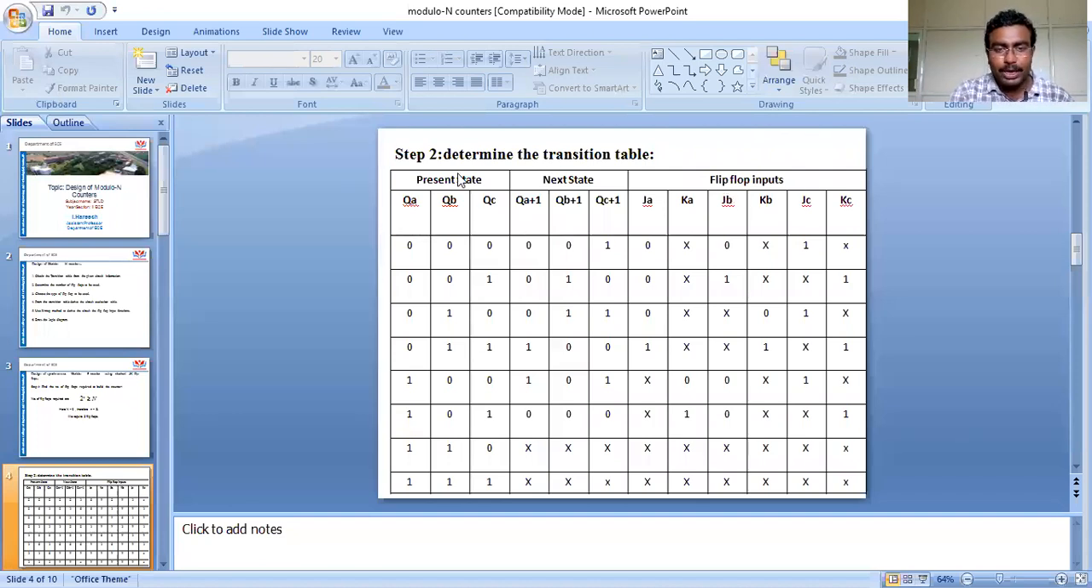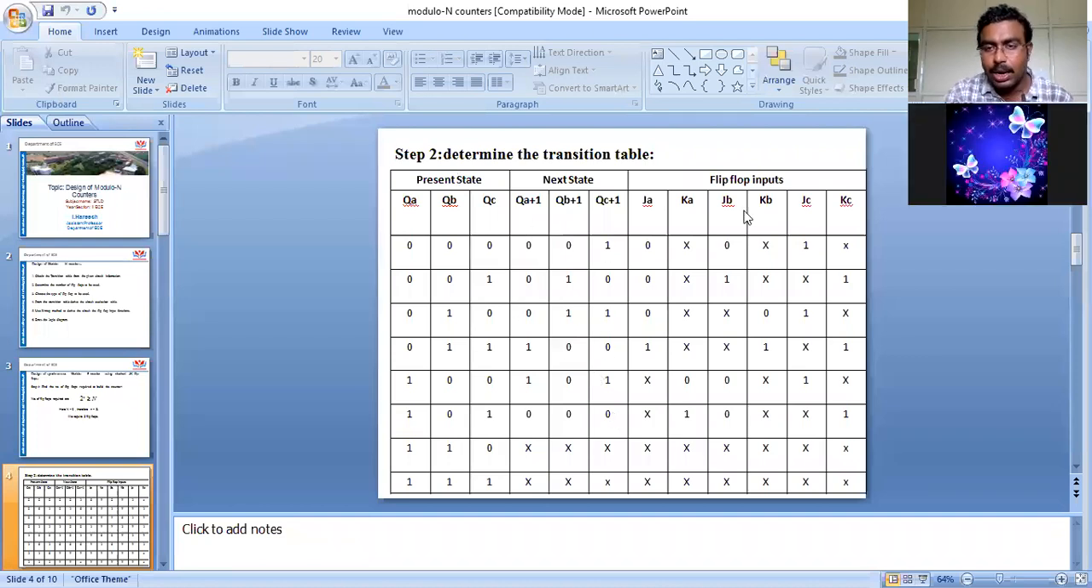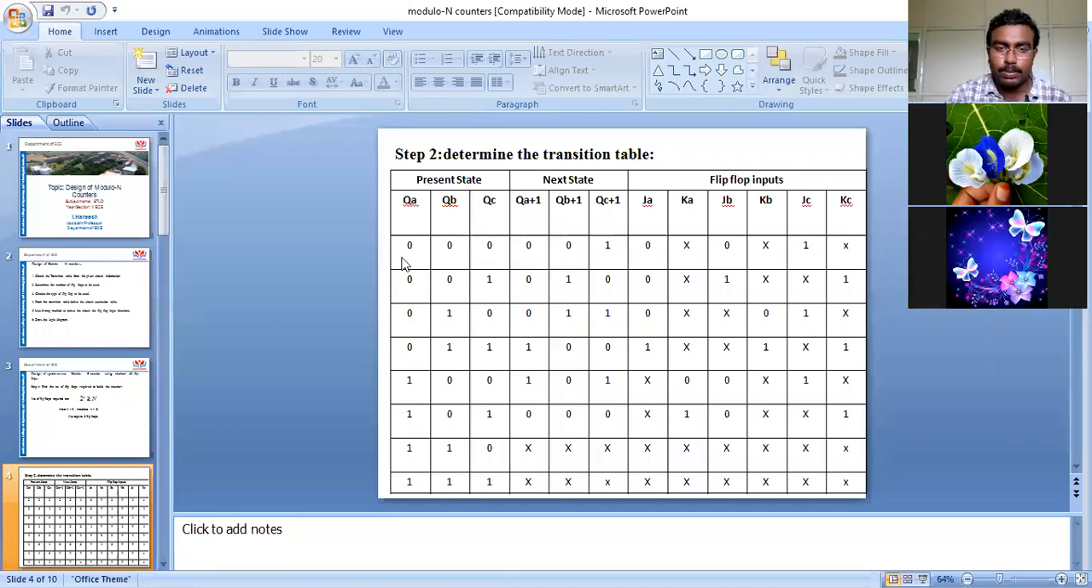Students, do you have any doubts in filling present state and next state? No? Okay, then let me explain how to go for your flip-flop inputs.